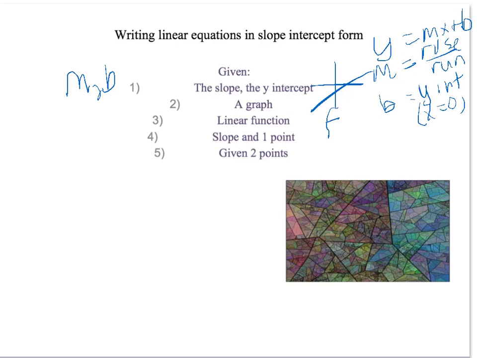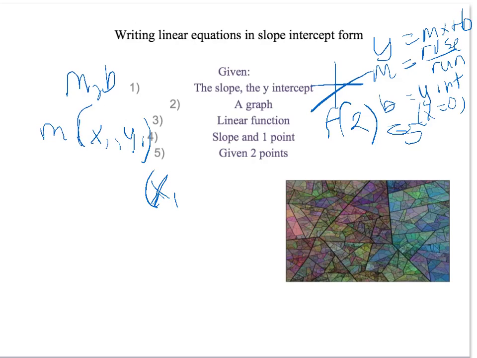f of 2 equals 5. Number 4 is if we're given the slope, so we're given m, and we're given a point. We are given, say, one x point and one y point, so that's x1, y1. And the last is if we're given 2 points, like if we're given x1, y1, and x2, y2.